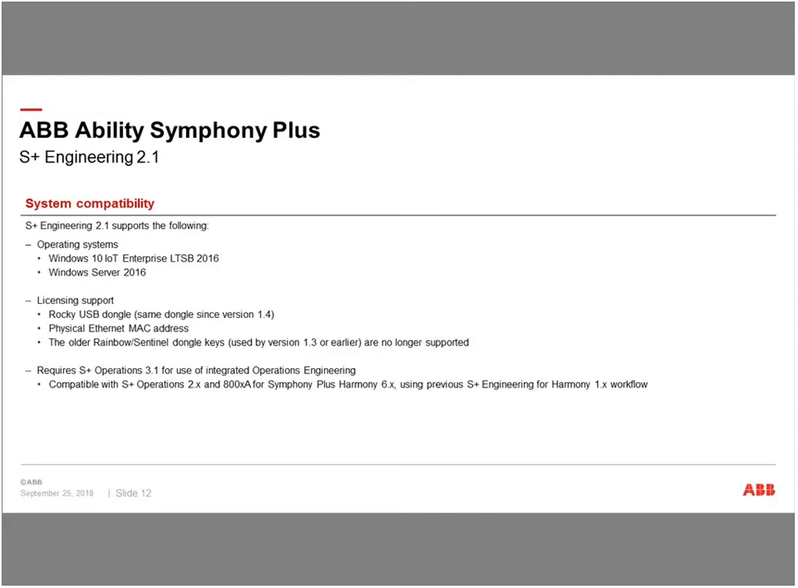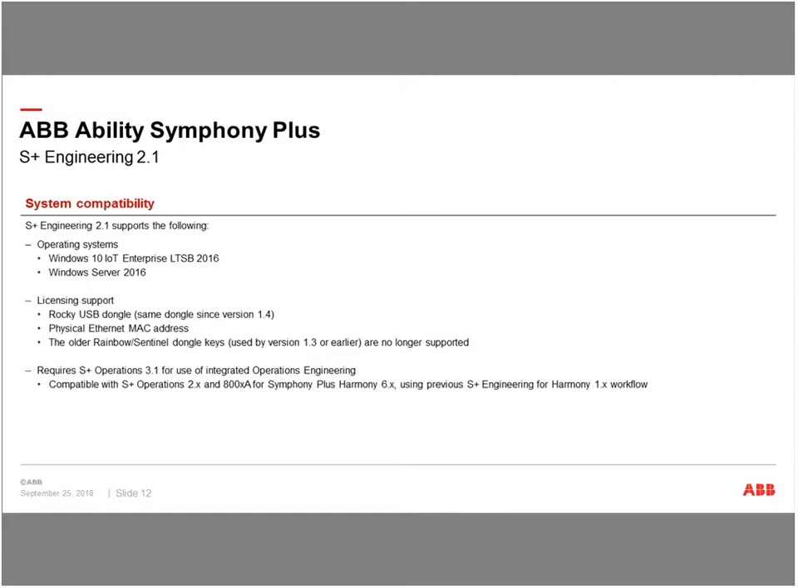For licensing support, the Ethernet adapter MAC address is always supported as before. But if you're using the dongle and you upgrade from a previous version, and you're using version 1.3 or earlier, then you need to replace your dongle with a new type, the new type supported by Windows 10. The older dongle you cannot use. But if you're coming from 1.4, the first Windows 10 supported engineering tool version, you can continue to use the same dongle.